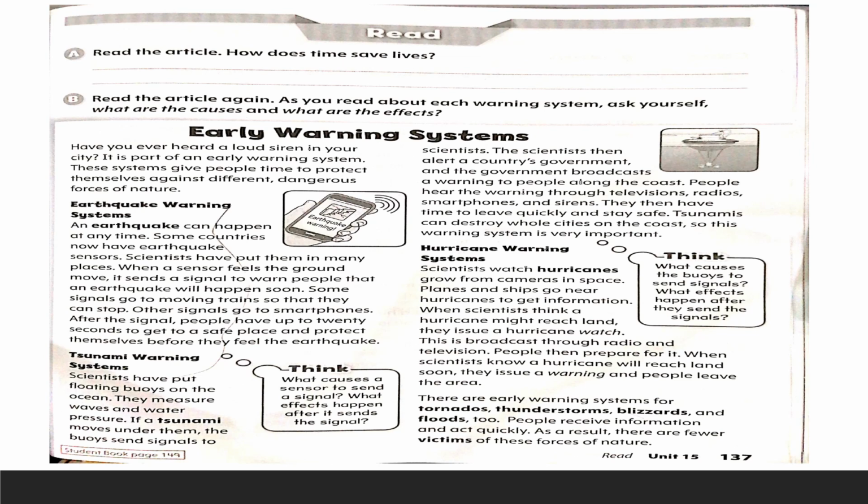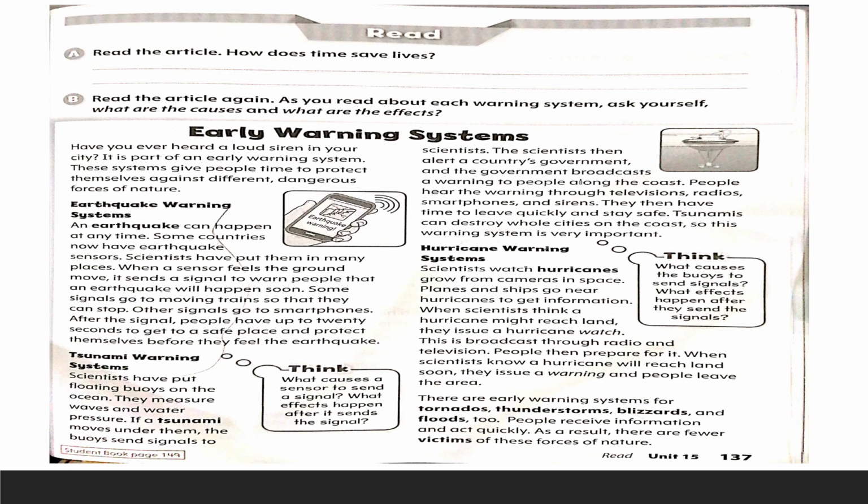Now, hurricane warning system. Scientists watch hurricanes grow from cameras in space. People and ships go near hurricanes to get information. When scientists think a hurricane might reach land, they issue a hurricane watch. This is broadcast through radio and television. Again, people then prepare for it. When scientists know a hurricane will reach land soon, they issue a warning and people leave the area.